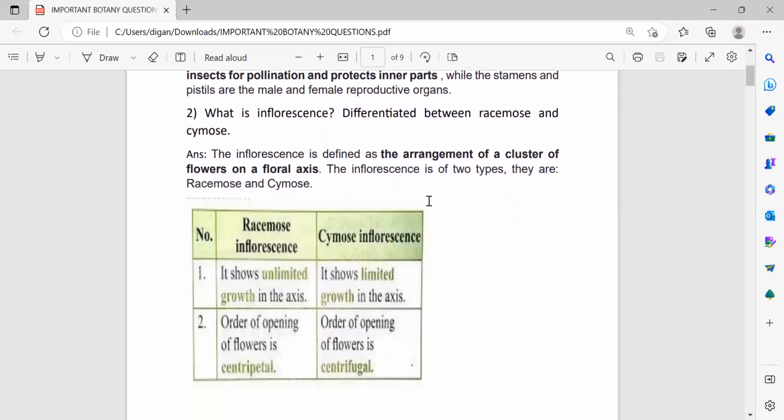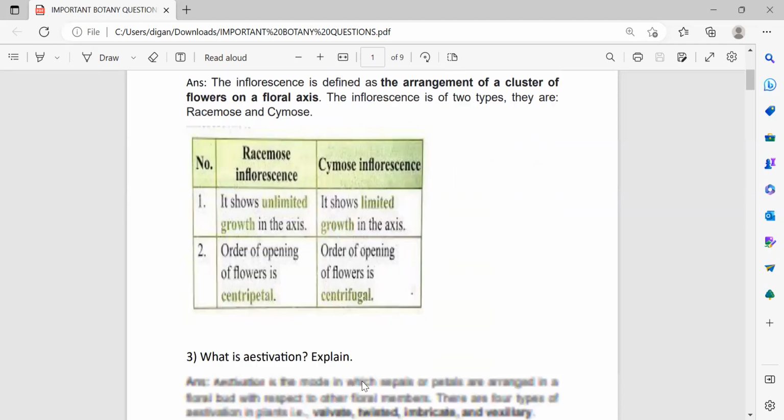Next question, what is inflorescence and the difference between racemose and cymose? The inflorescence is defined as the arrangement of a cluster of flowers on a floral axis. Means how flowers are arranged on the floral axis is known as inflorescence. The differences are: in racemose inflorescence there is unlimited growth, whereas in cymose it is limited growth. And in racemose, the order of opening of flowers is centripetal, whereas in cymose the order of opening of flowers is centrifugal.